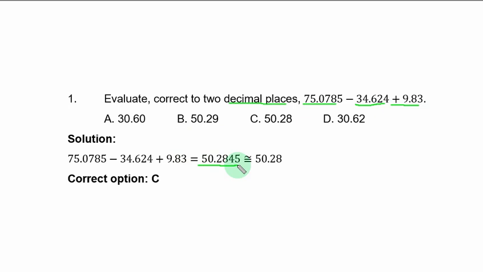50.2845. Our interest is the first two numbers after the point, so we must consider 2, 8 and 8 precisely. The next number is 4. 4 is less than 5. You round it down to 0. If you add it to 8, it remains 8. So you have 50.28 to 2 decimal places. C is the correct option.